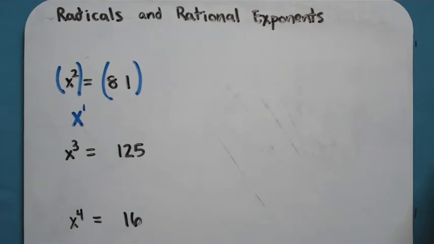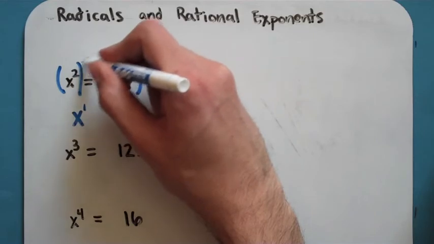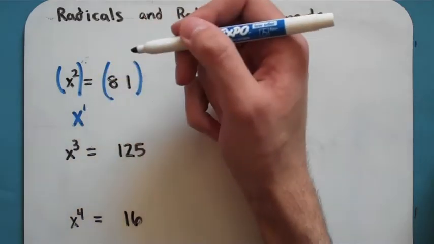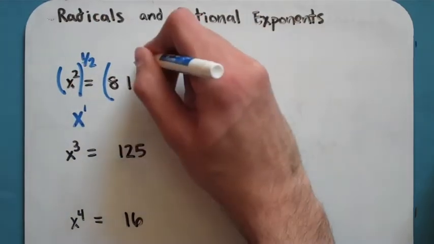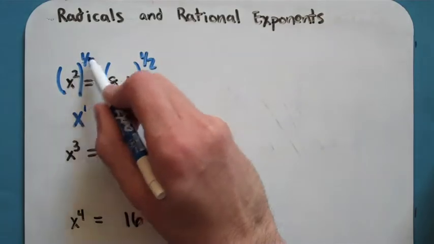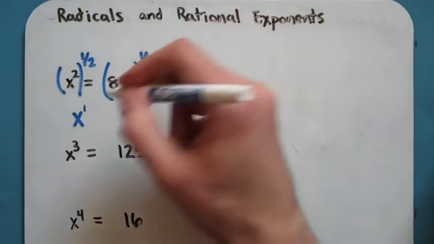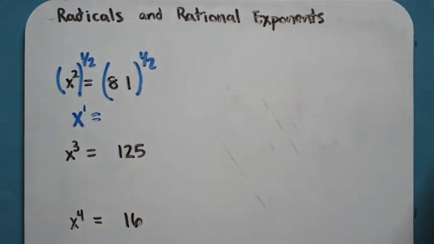So what I need to ask myself is, when my exponent's out here, I'm going to multiply my exponents together. 2 times what number will get me 1? It turns out that the answer is 1/2. If you take x squared to the 1/2 power, 2 times 1/2 is just 1. So what we really need to do here is do 81 to the 1/2 power and see what that equals, and that'll be our answer to the problem.